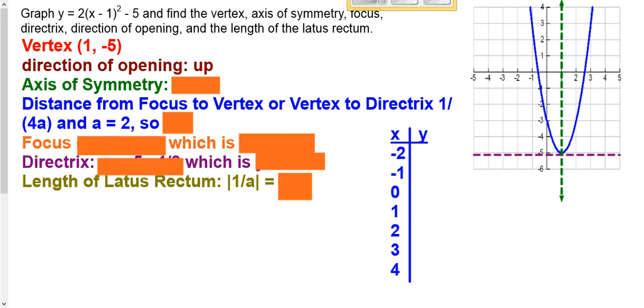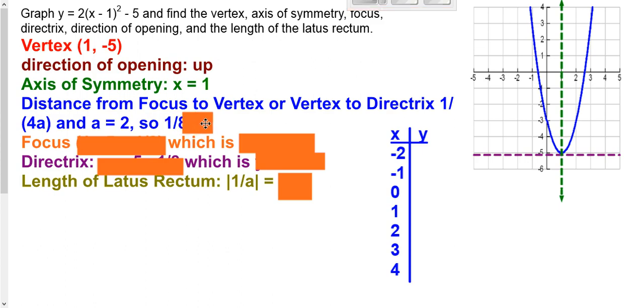And that's how we can get the blue graph, either from that pattern or from our t-chart. Once we have the blue graph, we can see it's easy to get our axis of symmetry that cuts it in half. It's a vertical line going straight up and down, so it's x equals 1 because it goes through the x-coordinate of our vertex. Then we have to use that 1 over 4. So we go 1 divided by 4a, so we'll go 1 divided by 4 times 2, or 1 over 8. So we have to go 1/8, since we're opening up from our vertex to get to our focus.